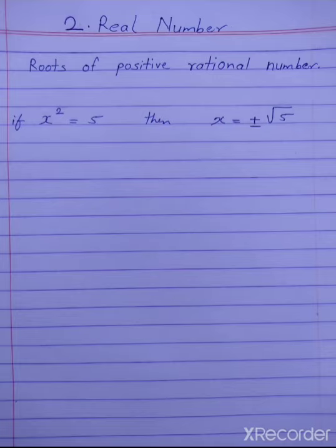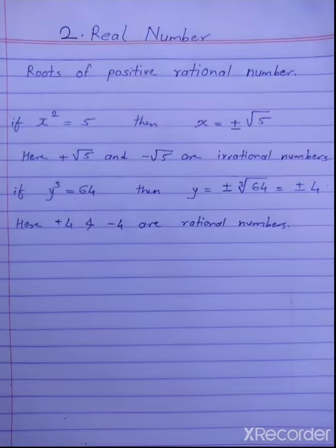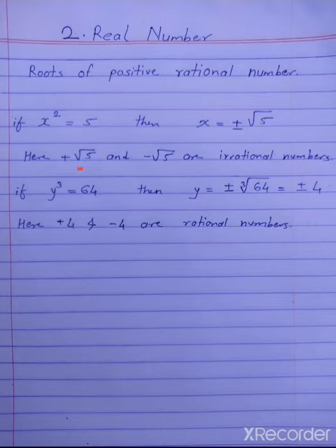Suppose here I use x square is equal to, suppose, 16. So when you take the square to the other hand side, you will get root 16. So 16 is a square of 4. So it may be positive, otherwise negative. So this positive and negative 4 is a rational number. So therefore here I write the next steps. Here positive root 5 and negative root 5 both are irrational numbers.